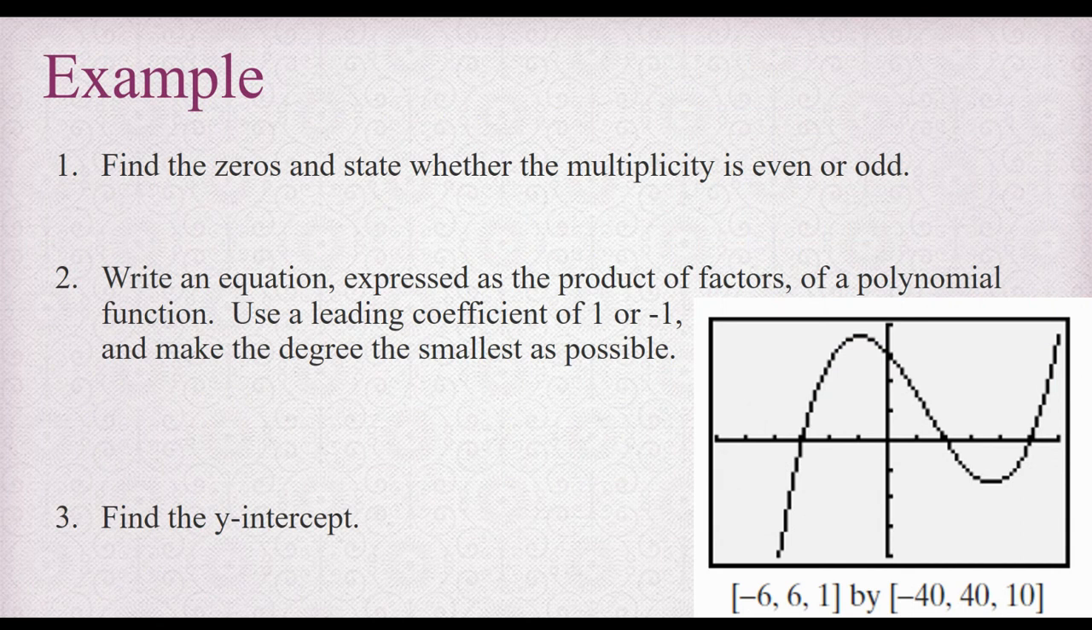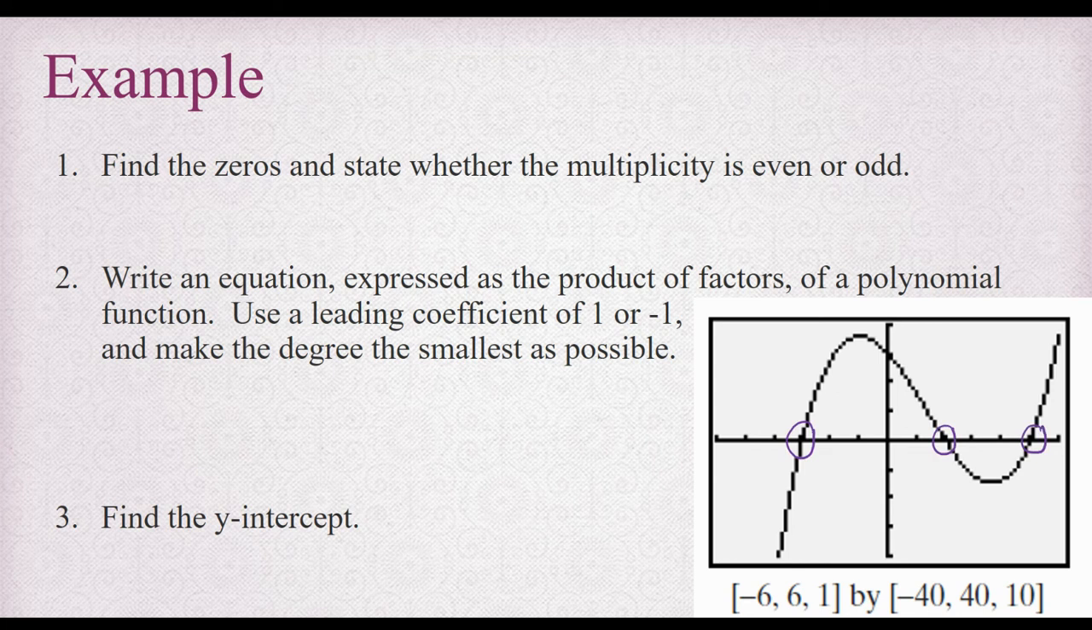All right, if I look at this, it says, let's find the zeros and state whether the multiplicity is even or odd. Okay, so first of all, to find the zeros, we're talking x-intercepts. So it looks like there are 3 x-intercepts. Let's figure out what those are.